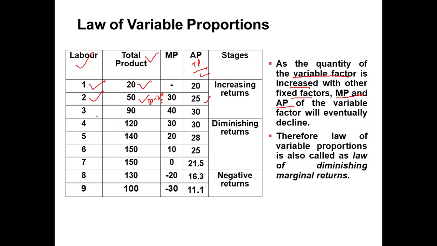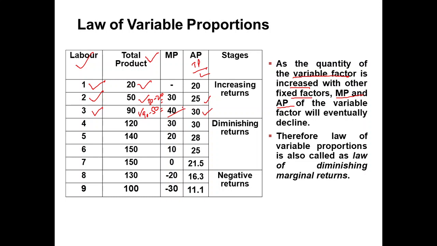Again, there is an increase in demand. The response is good in the market for your product. So the producer, in trying to increase the output, will hire a third labor. When the third labor is hired along with the fixed capital, the total product increases from 50 to 90. This time you can see the marginal product is 40. That means 90 minus 50, you have 40 as the increment in total production because of this third labor, whereas 90 divided by 3 gives 30.